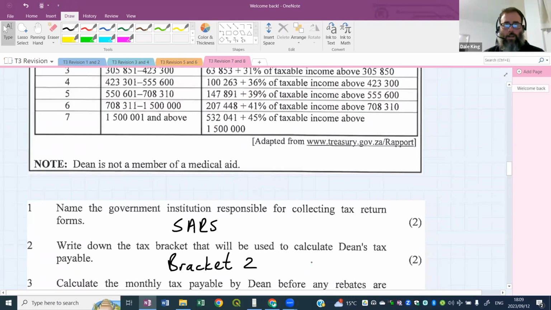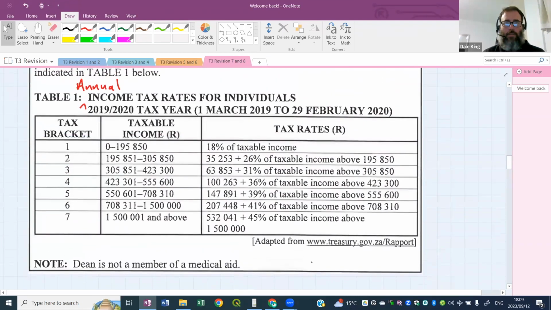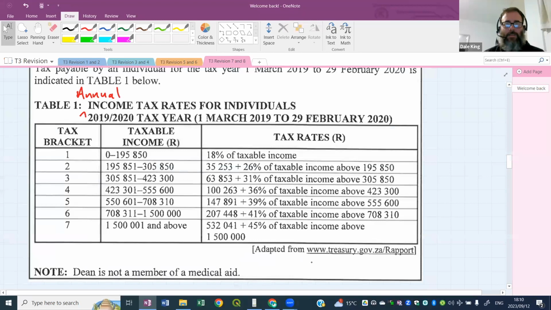Now, what are rebates? Who can come online and tell me what is a rebate? Anybody? Somebody.